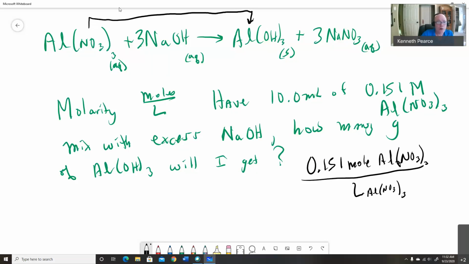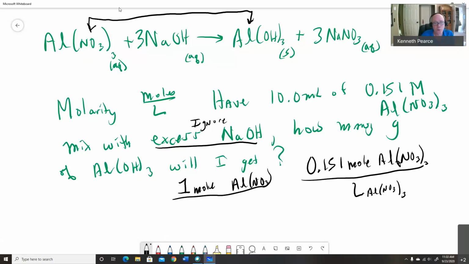and the aluminum hydroxide. Now, when we say excess sodium hydroxide, we ignore anything that has excess. We just ignore it for the problem, because that just means we have more than enough and we don't care. Remember, we did limiting reactant problems, and if one's limiting, then the other one's in excess. So we're just assuming that the aluminum nitrate is the one that is limiting. So this is not a limiting reactant problem. And so what do we see here? I see 1 mole aluminum nitrate for every 1 mole aluminum hydroxide.